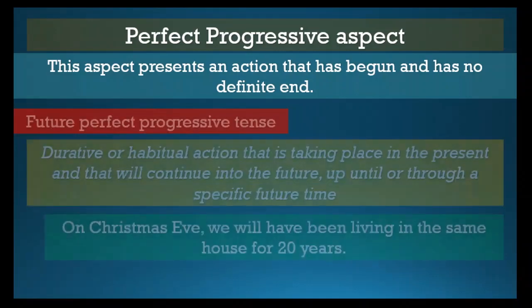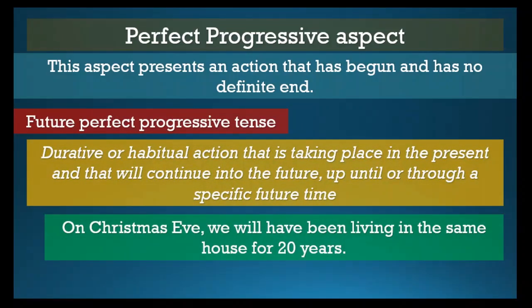Now, let's have the last of the 12 combinations of the tense aspect, which is the future perfect progressive. This is used if there is a durative or habitual action that is taking place in the present and that will continue into the future up until or through a specific future time. Again, an example would be on Christmas Eve we will have been living in the same house for 20 years. Again, let me just repeat the example. On Christmas Eve, we will have been living in the same house for 20 years.